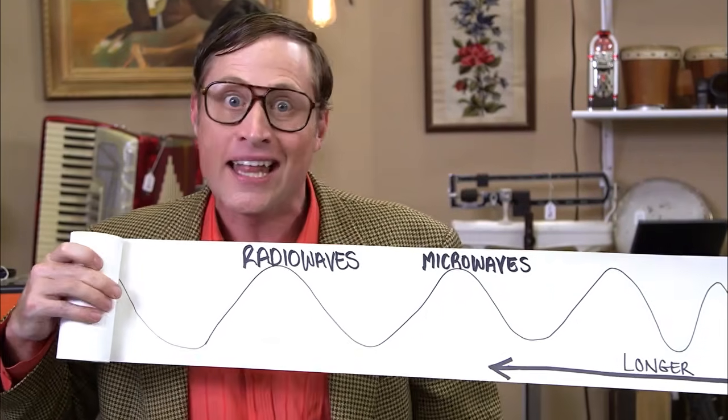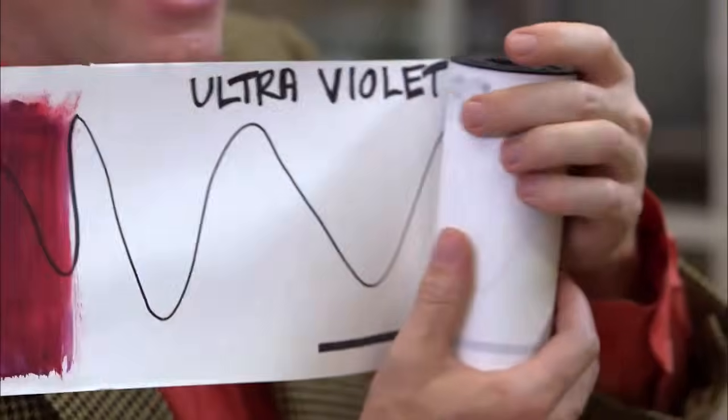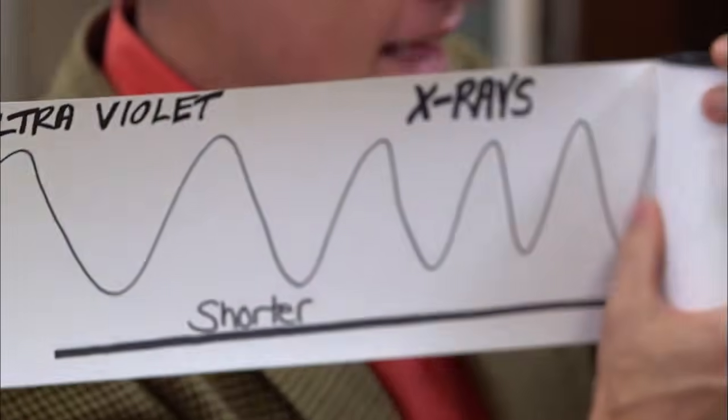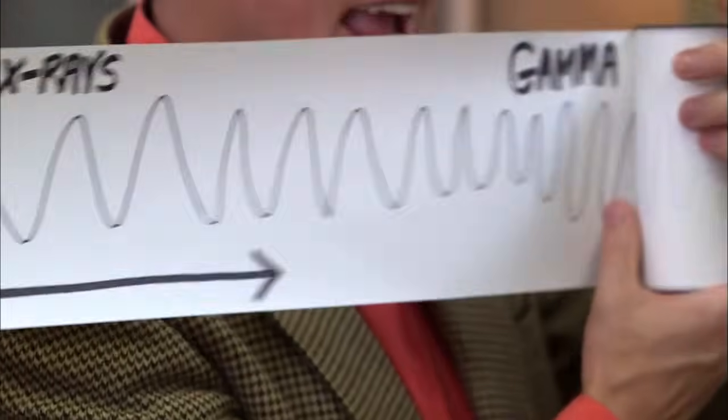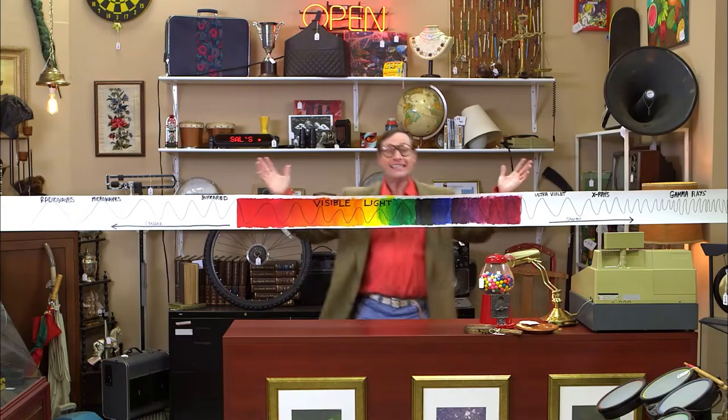Let's take a look at the other end. Remember these short wavelengths over here beside violet? Well, does that keep going? Yeah, if they keep getting shorter, you get ultraviolet, and then X-rays, and then gamma rays, huh? Pretty amazing. And look, it's all connected.